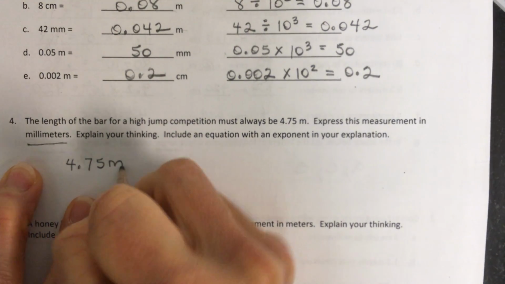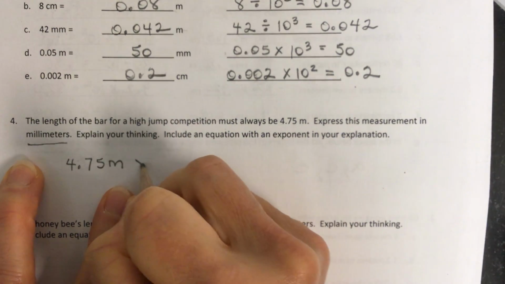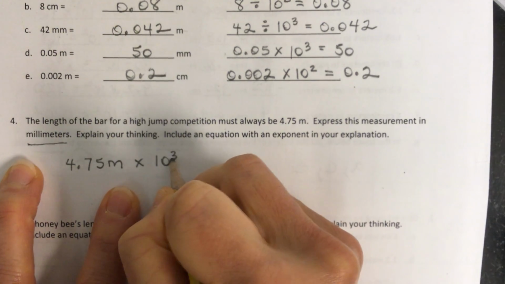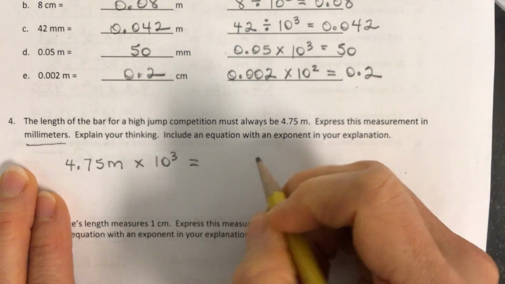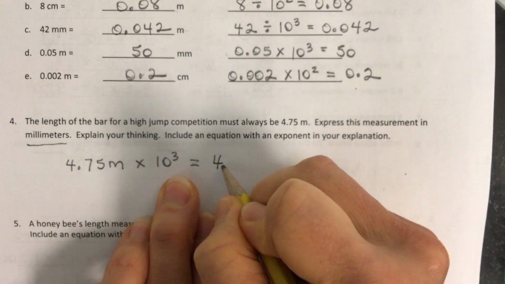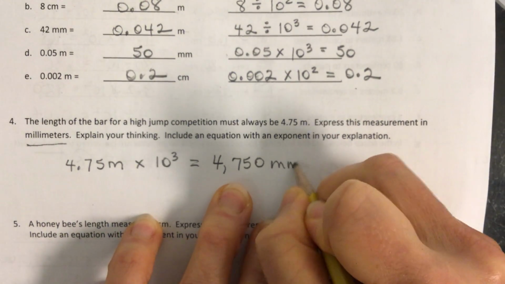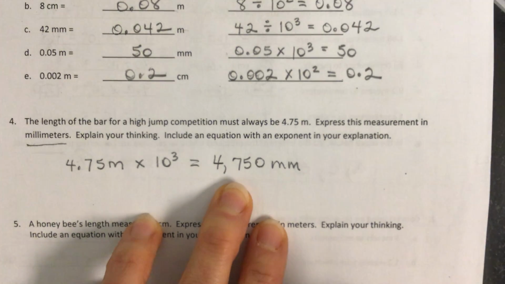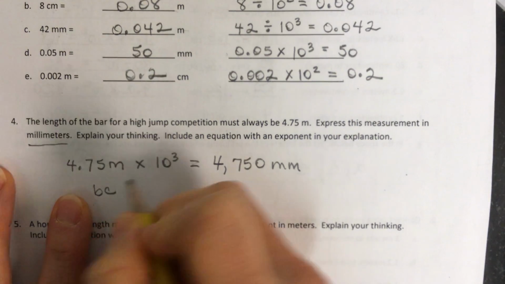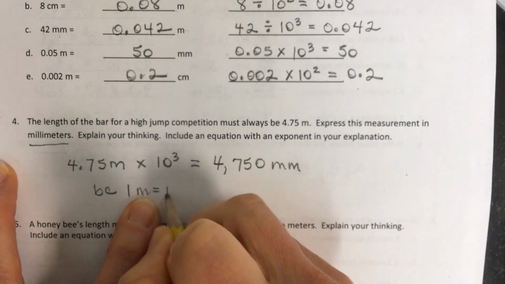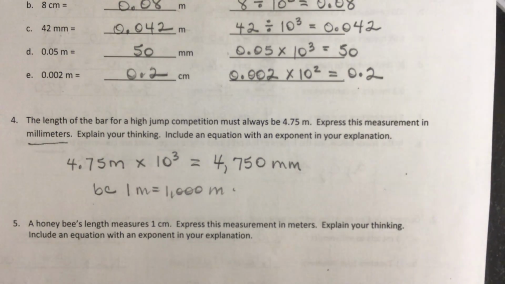4.75 meters. If we want to express that in millimeters, that means we're going big to small, so we multiply by 1,000 because it's millimeters, which means that 4 moves up 3 places to the thousands place. So 4,750 millimeters. And we could say because 1 meter is equal to 1,000 millimeters, because I had to give some kind of explanation there, I multiplied by 1,000.